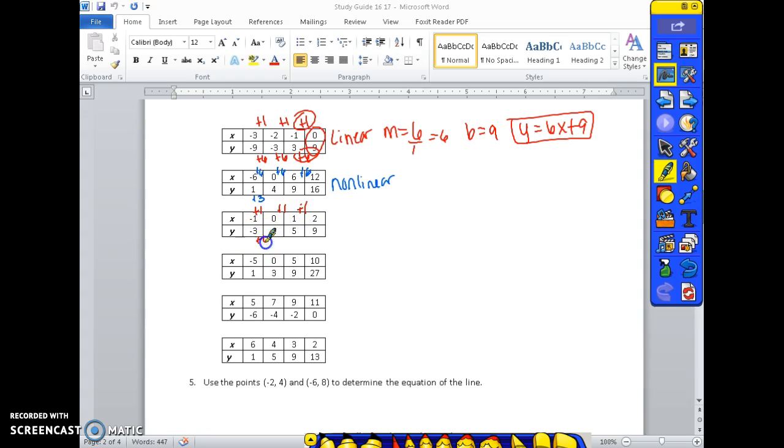Negative 3 plus 4 is 1. 1 plus 4 is 5. 5 plus 4 is 9. That's 4 over 1, which simplifies to 4. That is linear.